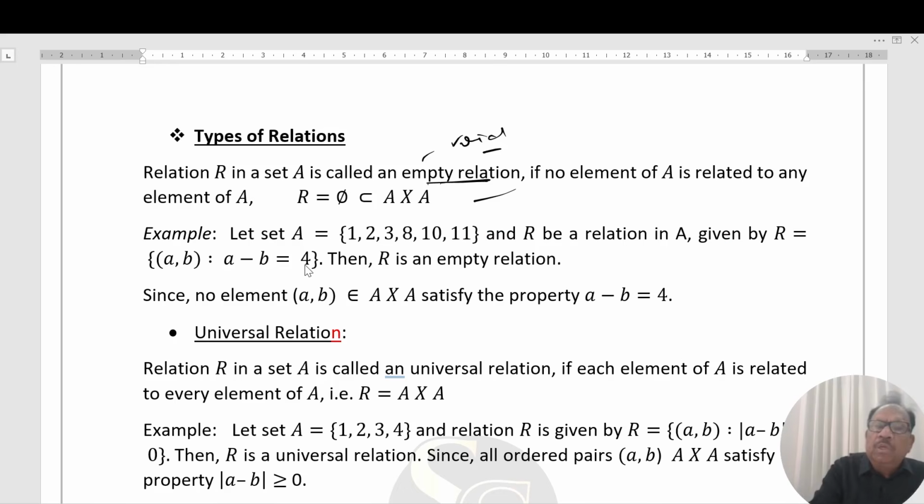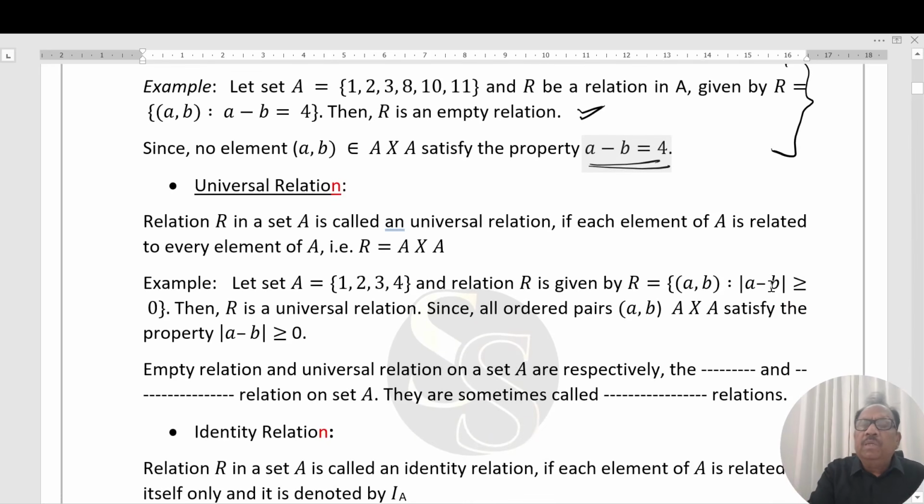In this case, you check any permutation and combination, we will never get 2 minus 1, 1 minus 3, 3 minus 4, the answer 4 will never be there. Therefore, this is an empty relation, since no element of A will satisfy the property a minus b equal to 4. This is the example of an empty relation. Next, universal relation.